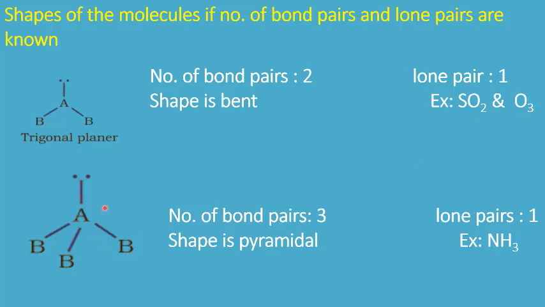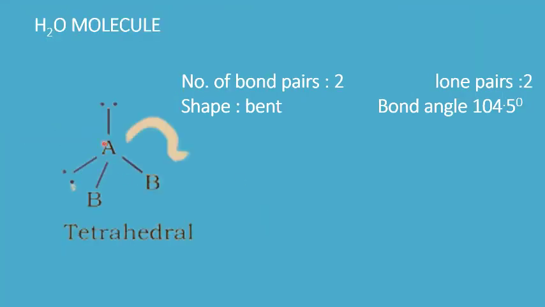In the next example, bond pairs are 3 and lone pair is 1. The shape is pyramidal. A is the central atom and B are the atoms bonded with the central atom. An example of such a shape is the ammonia molecule. This is the water molecule. In water, oxygen is the central atom and 2 hydrogen atoms are bonded with it, and these two are lone pairs. So lone pairs are 2 and bond pairs are 2.